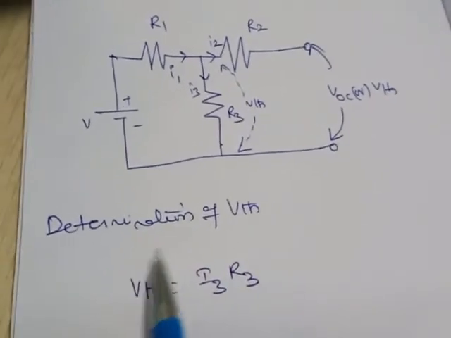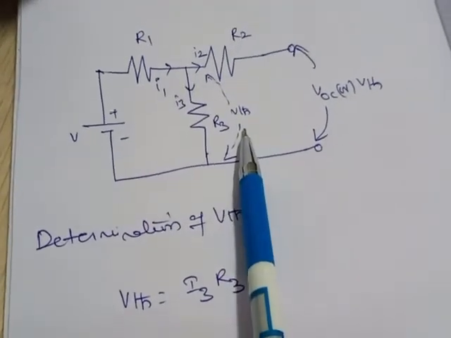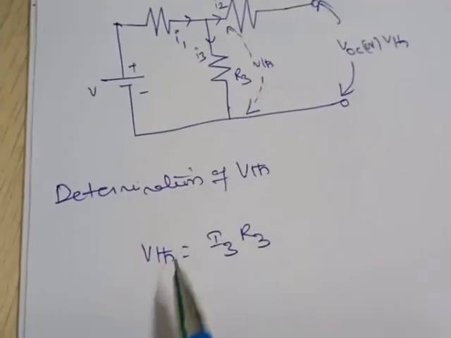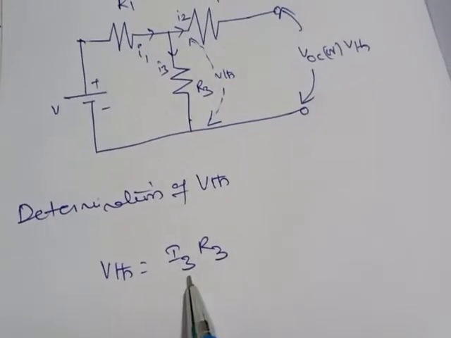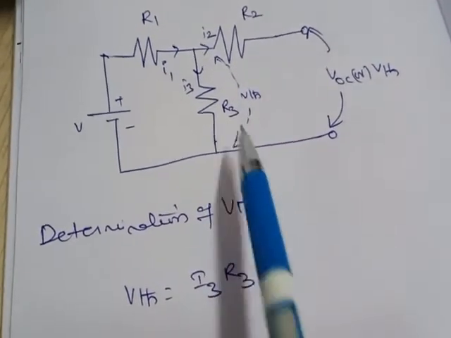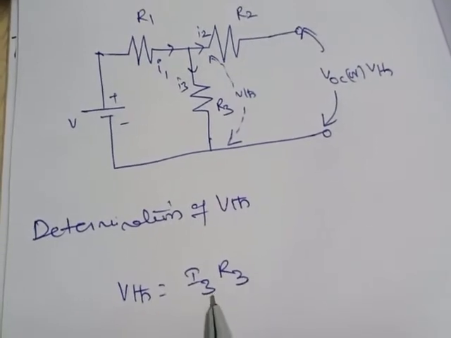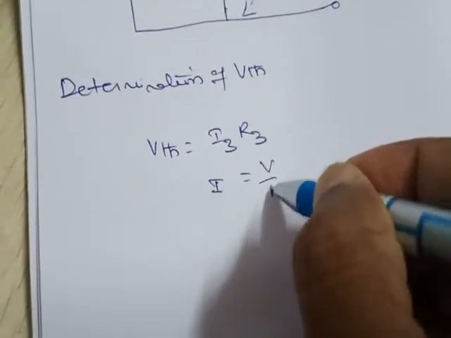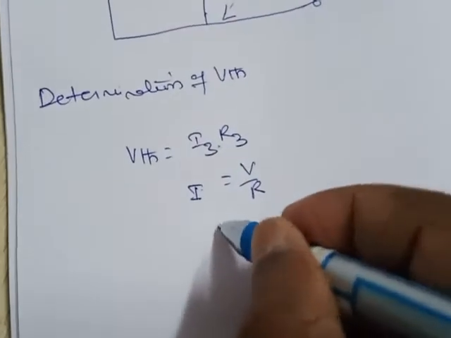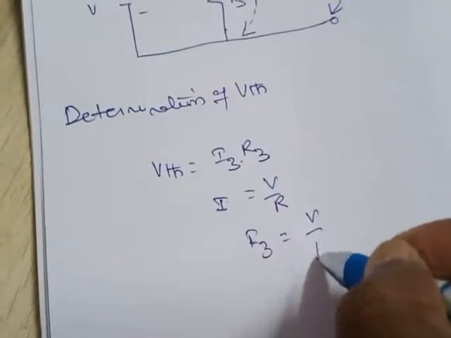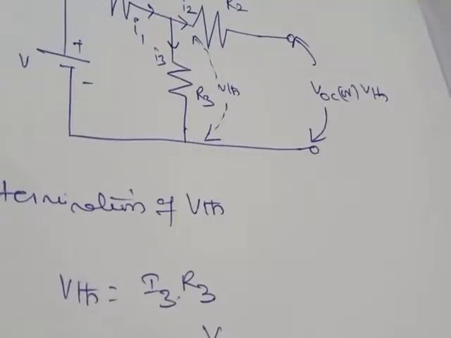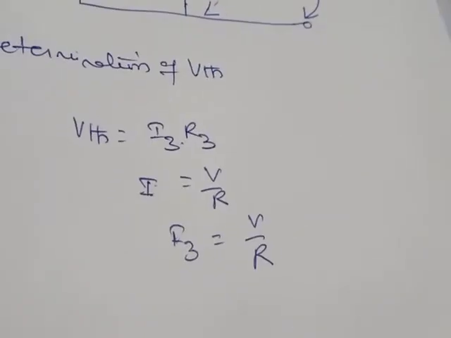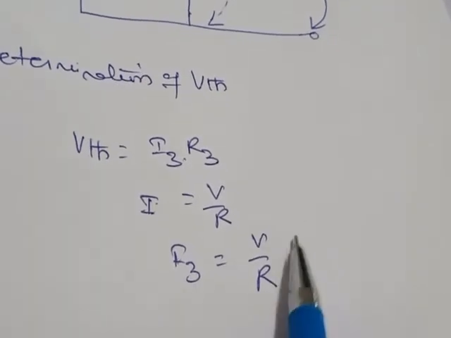We need to determine VTH. VTH is nothing but the voltage across this resistor, simply written as VTH equals I3 into R3. The resistance value is R3, so what is the unknown value here? I3. What is the formula for current? I equals V by R. So simply you can write I3 equals V by R. We need to find I3, which equals V by R.